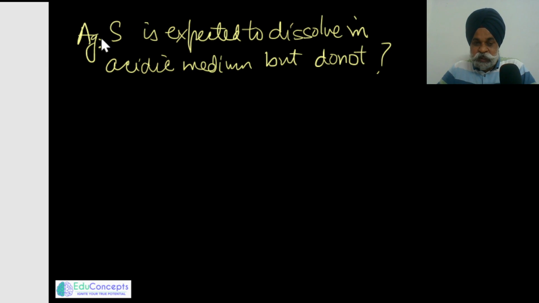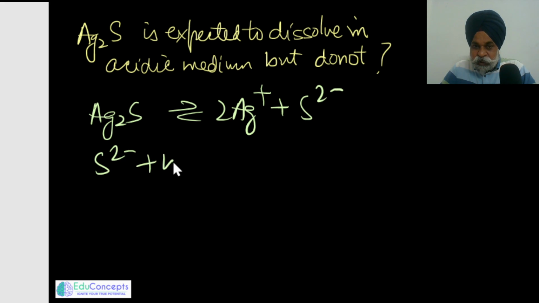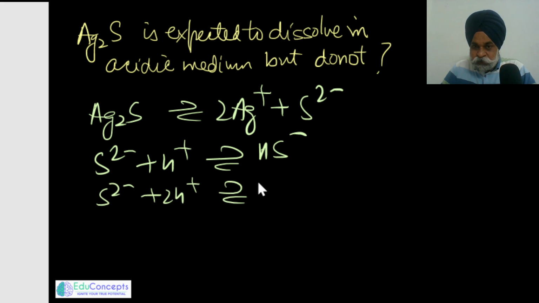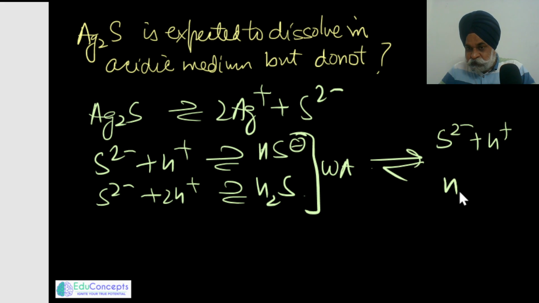And lastly, we were expecting silver sulfide to get dissolved in acidic medium. This is a very important question: if you have silver sulfide and you put it into acid, why does it not dissolve? Because sulfide can take H positive and change into HS negative, or sulfide would take 2H positive and change into H2S. Now both of these are weak acids, and these weak acids would dissociate to give sulfide ion in a very small quantity.